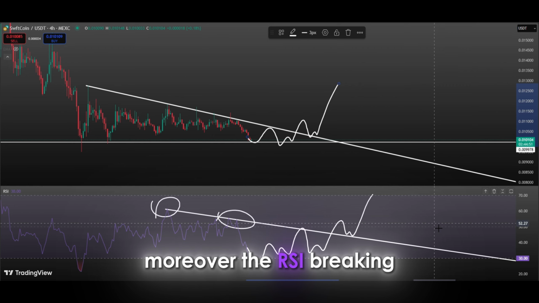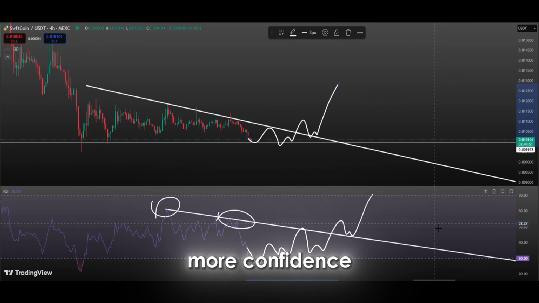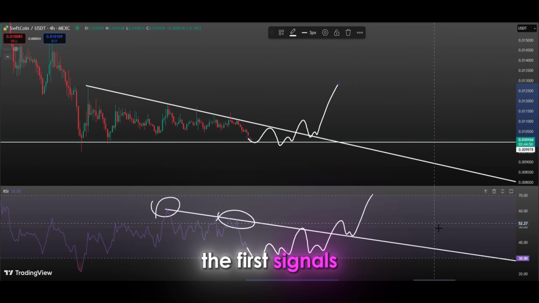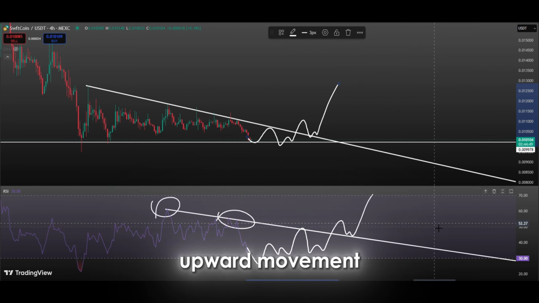Moreover, the RSI breaking this descending trend can also create more confidence and a positive outlook in the market. Investors recognize that such breakouts are often the first signals of an ongoing bullish trend. This may prompt them to consider entering positions, which could further accelerate the price's upward movement. For this reason, we may anticipate the RSI breakout.